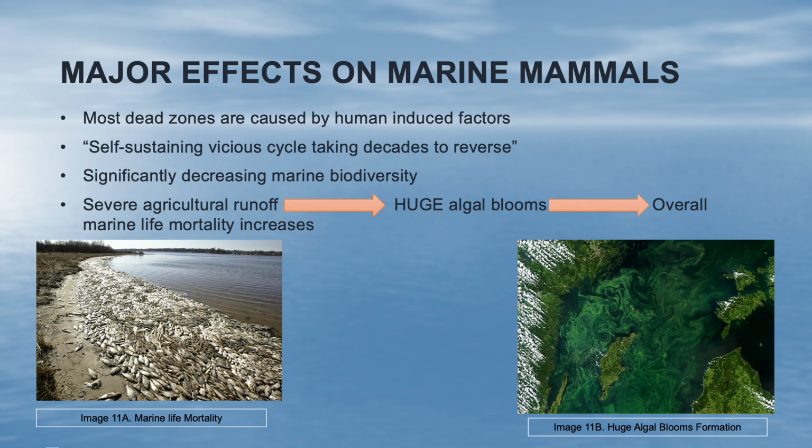And image 11B is probably one of my favorites, and it really shows the huge algal bloom formations. And obviously, with the green color, it shows how deadly these algal blooms can be. Although it looks very mesmerizing with the green, they are very, very deadly, and they can have a huge effect on marine mammals.